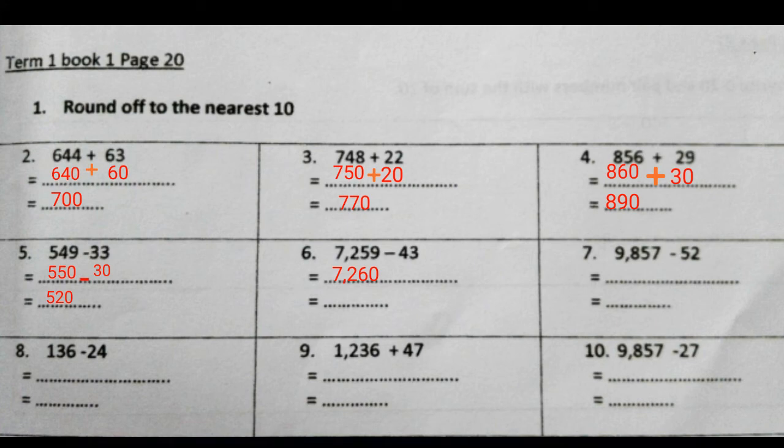43. Since 3 is a rounding down number, we cannot add 1 to 4. So 4 remains 4 and we change 3 to 0. So it's gonna be 40. Now, 7,260 minus 40 equals 7,220.